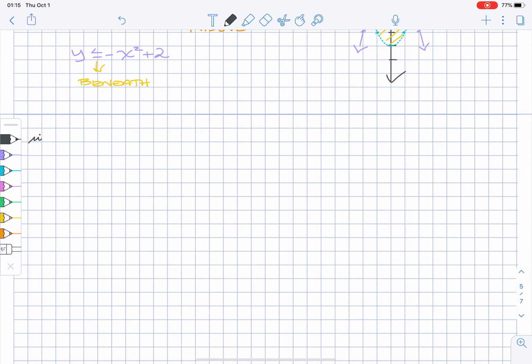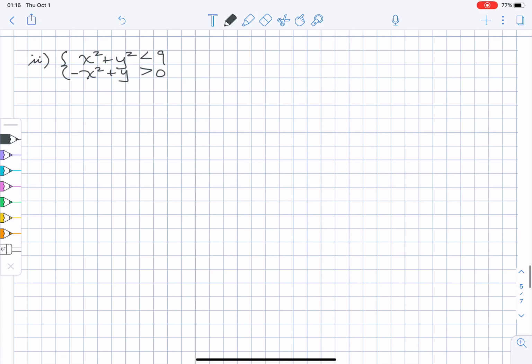Number 2, for good measure. Oh boy. Yeah, maybe it's too late to do curly brackets. So x squared plus y squared is strictly less than 9. So that's a circle of radius 3. And minus x squared plus y is greater than 0. That's a parabola.